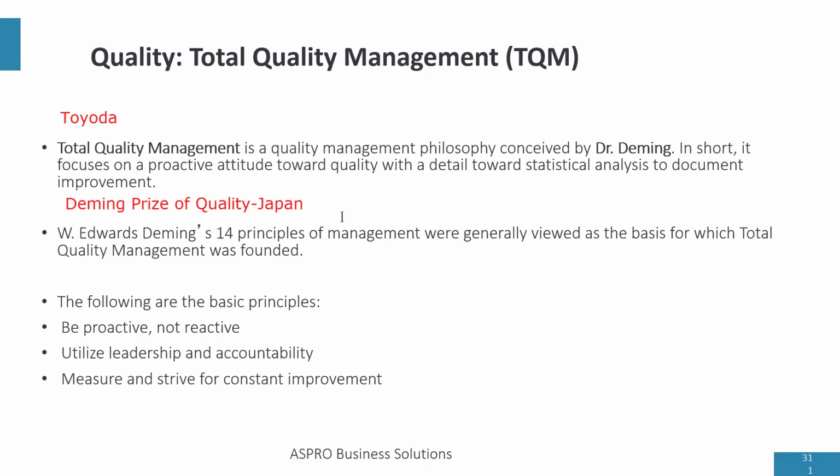So he wrote a book called Out of Crisis. That book was dedicated to Americans on how they can outcompete the Japanese, right? Out of Crisis later became the 14 Principles of Management, which were viewed as a basis for total quality management. So it is a book that actually created total quality management.